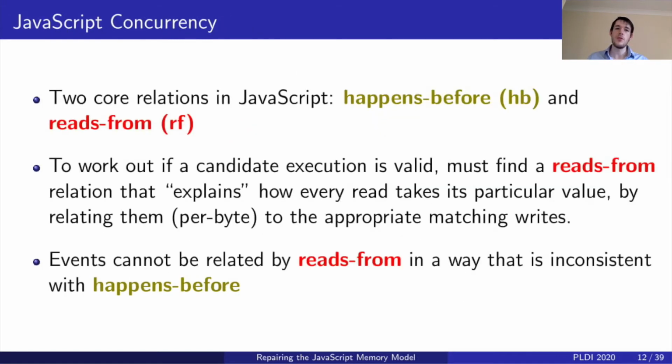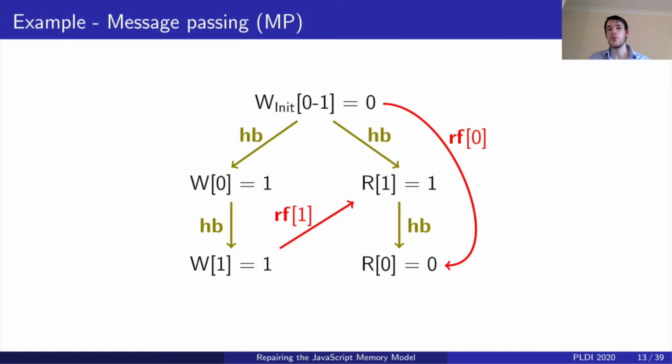At the top level, we show an execution is valid by finding something called a reads from relation, which associates every read event with a justifying write, which explains how it was allowed to read the value that it did. However, this reads from relation must be consistent with happens before, in a way we will define precisely in a minute. So here's the read from relation, which is the only possible justification for the program's outcome. Each read event is matched with a write event to the same location with the appropriate value.